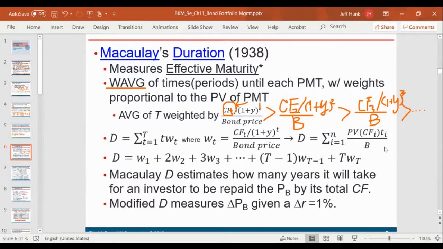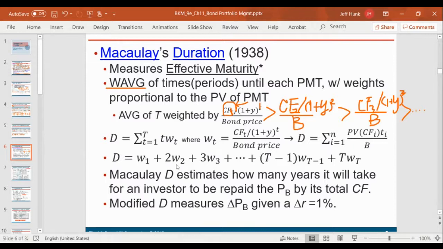So you can express it also this way, right? It's the present value of each coupon payment at time, multiplied by time period. The first, second, third. So in other words, if you rewrite it, it will be a weight of the first coupon payment times one, right?